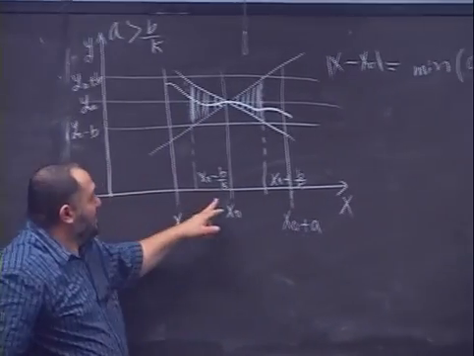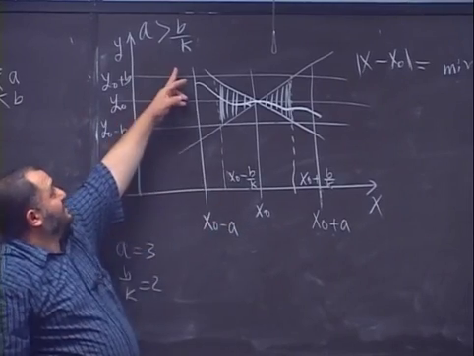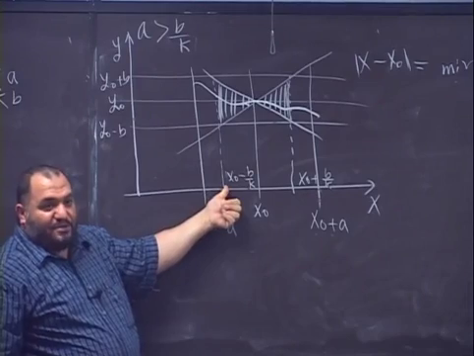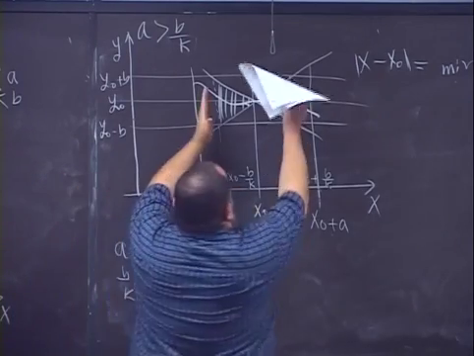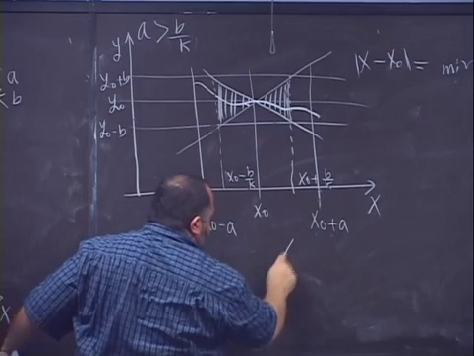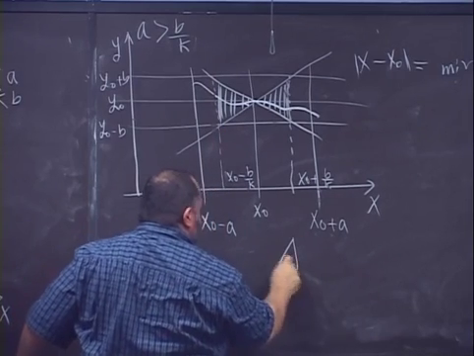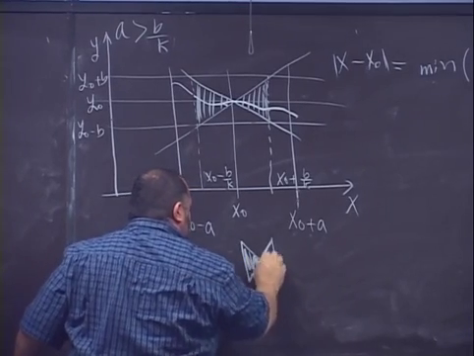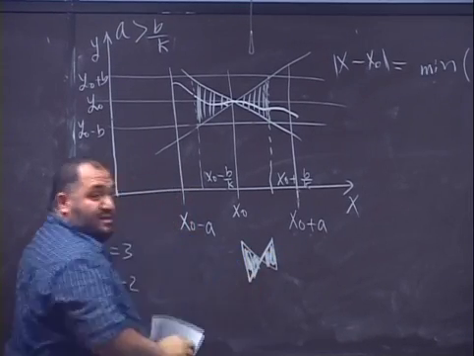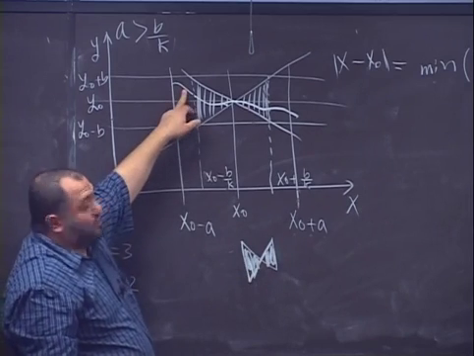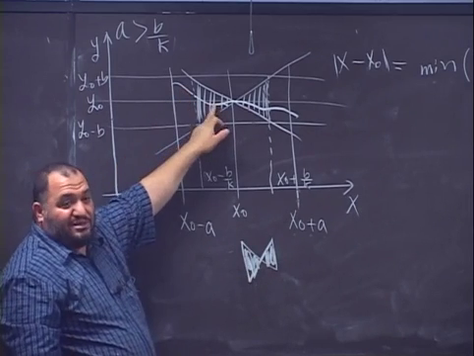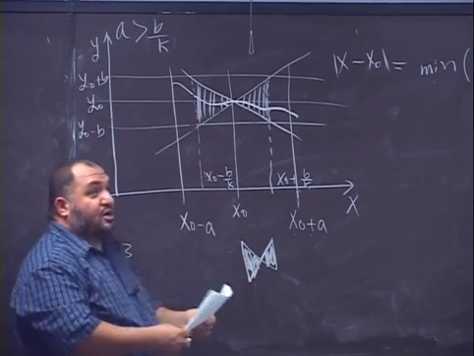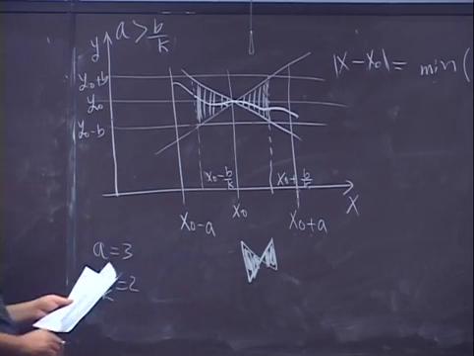What's the minimum in this case? If a is greater than b over k, then b over k is the minimum. So my domain for the solution will be just this region here. So in this case, if you have a solution here, it is outside your domain of solution. Okay, guys? So those are the two conditions, or two cases.